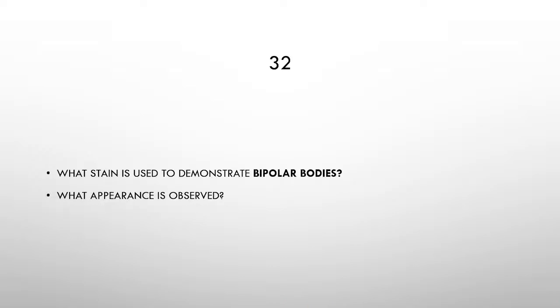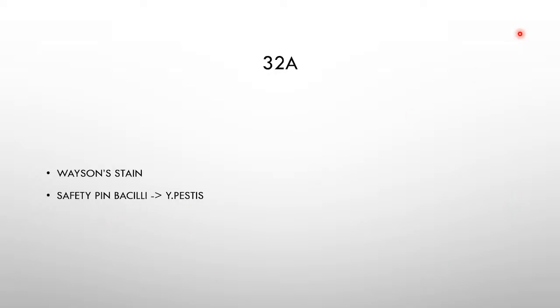All right. So what stain is used to demonstrate bipolar bodies? Oh, sir, do we need to know that? Yes. Unfortunately, you have to remember this. Wayson stain is a way that we can use to demonstrate the bipolar bodies of Yersinia pestis, making it look like a safety pin bacillus.